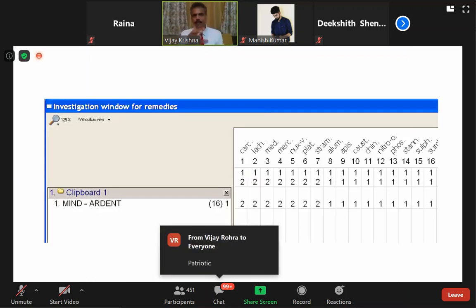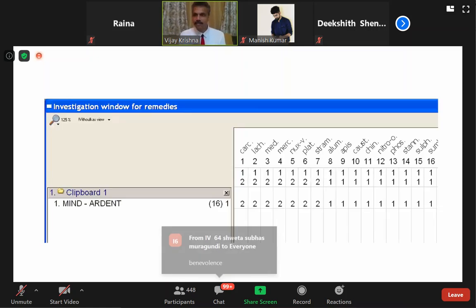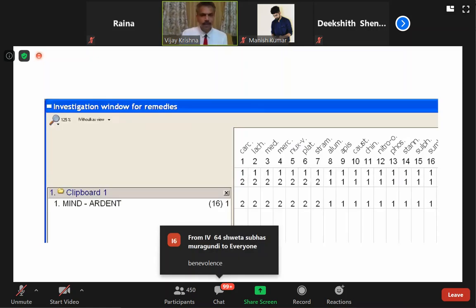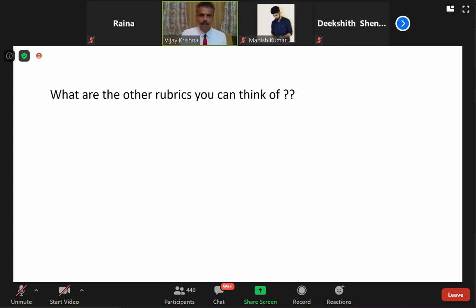Now, what you see in this particular patient is there is a lot of passion. He's a very passionate guy. So the rubric I had taken was ardent. Ardent was the rubric I took. Three more rubrics you see here that we had taken, can somebody tell me what could be the other rubrics? Yes, benevolent you can take, fainting from blood, beautiful.